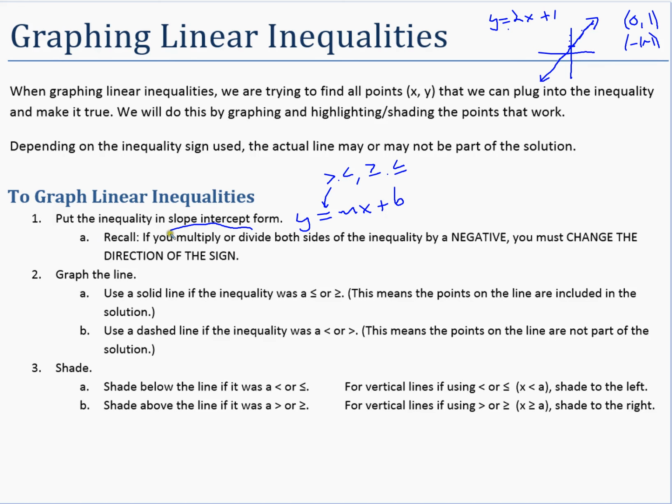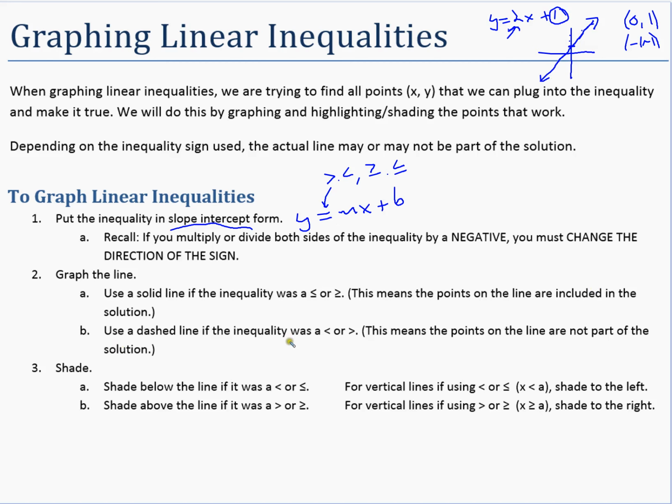Number 2, once we have it in slope-intercept form, we're going to graph the line. Just like we did up here, we use our y-intercept and our slope. And then with graphing our line, we need to recognize there's something different that happens here. If we have a less than or equal to or greater than or equal to, which has the little line underneath, we're going to put a solid line, just like we do here. And the reason we put a solid line is because that means the points on the line are included in the solution.